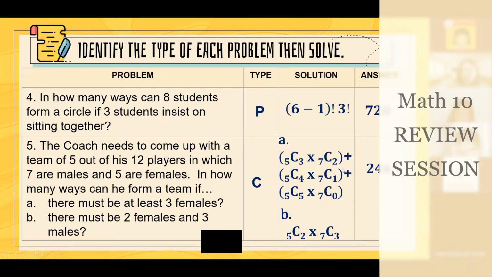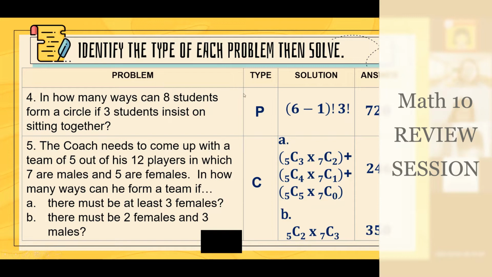Pero letter A is a special one. It involves multiplication and addition. Okay, so if there are 2 females, there should be 3 males, and those 3 should be coming from the 7. We have 5C2 times 7C3. Please, calculator. Andrea, what's the answer? 350. So let's see if it is 350 nga. Okay, yes, 350. Very good. So 1, 2, 3, 4, 5. 1, 2, 3.